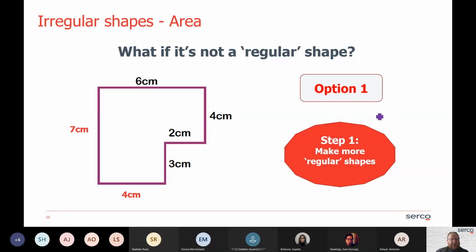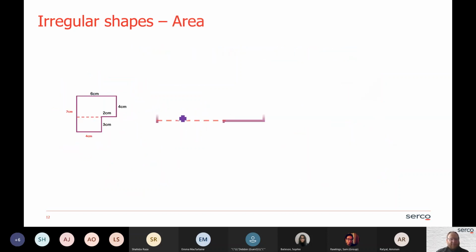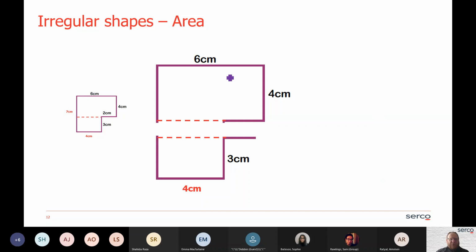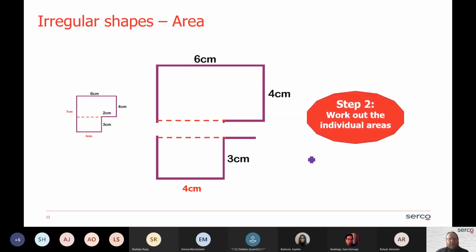To me, looking at that, what I can spot is if I draw a dotted line across there, I've now got this rectangle down here and a rectangle up here. Well, I know how to deal with area of rectangles, so that makes my life a lot easier. So the first thing I've done is make it into two regular shapes. My first regular shape is 6 by 4. My bottom regular shape is 3 by 4. So now I can work out the individual areas. So this one up here I can see is 6 by 4, which is 24 centimetres.